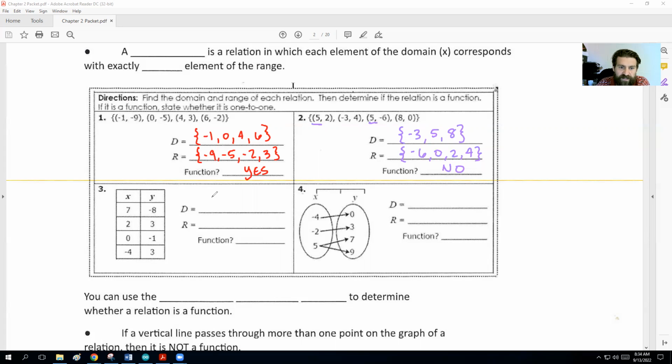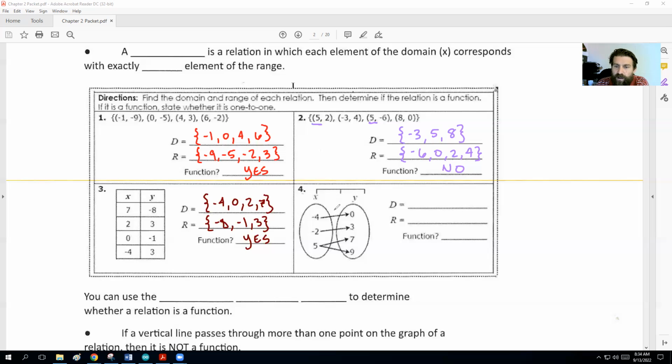Next, we have it as a table. This is nice. We've got -4, 0, 2, and 7 as X's, so there's our domain. For our range, -8 is actually lower, then -1, and then 3. Is this a function? Yes, it is. Even though we have Y's that repeat, that's okay. We just cannot have X's that repeat.